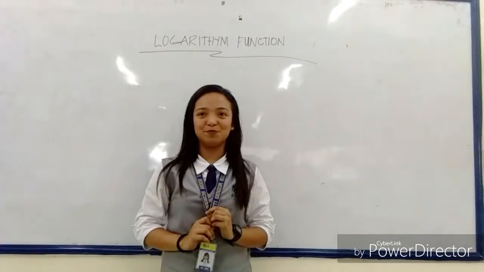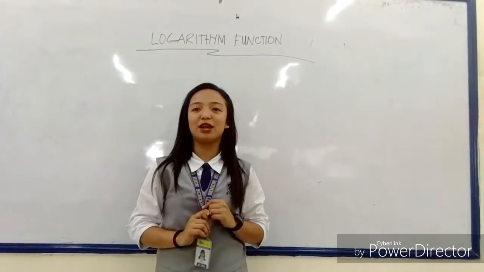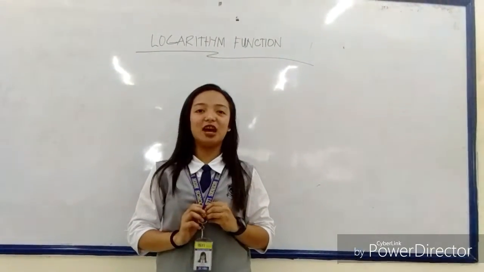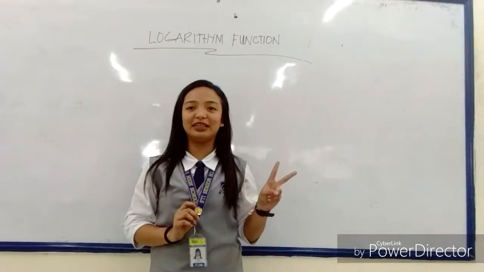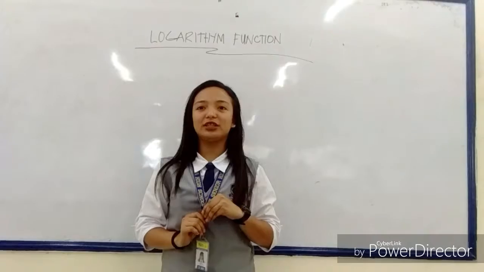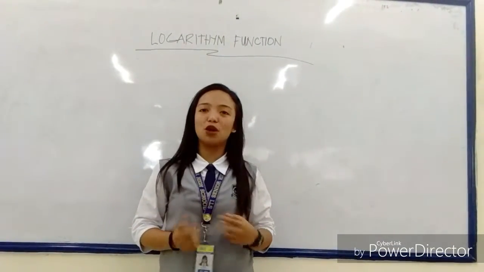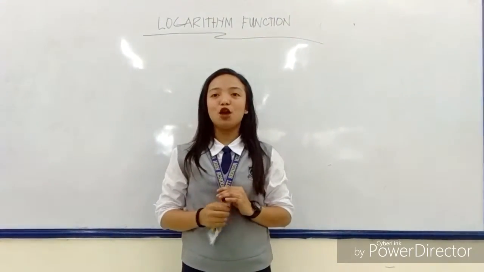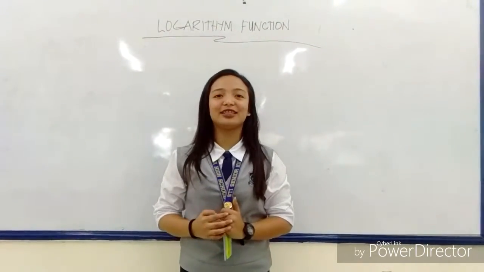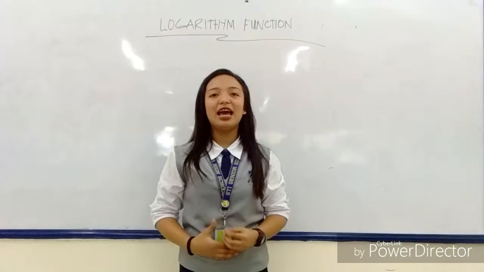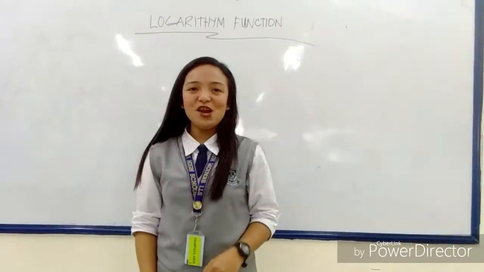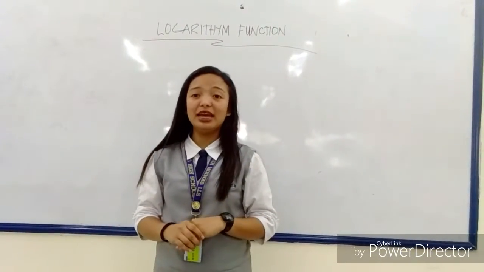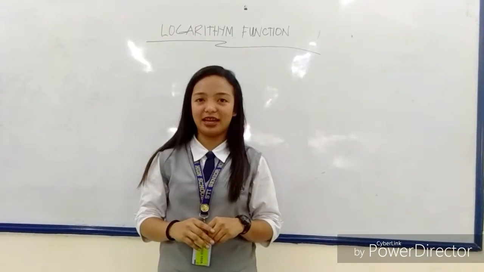There are rules of logarithm. The first one is the product rule, where log base a of quantity x times y is equal to log base a of x plus log base a of y. The second is the quotient rule, where log base a of quantity x over y is equal to log base a of x minus log base a of y. The third rule is the power rule, which is log base a of x to the power of y is equal to y times log base a of x.